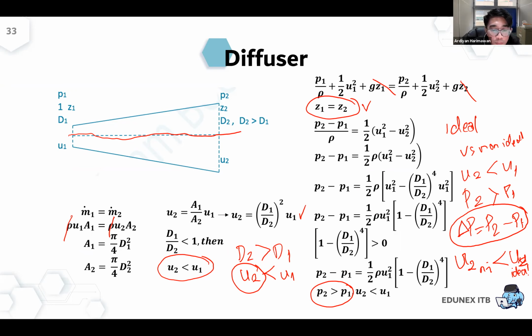How about in terms of pressure? If you assume U2 in non-ideal is the same as U2 in ideal, the outlet velocity between non-ideal and ideal is the same. What will be the effect on the pressure at point 2? Compare the pressure at point 2 in non-ideal condition and ideal condition.